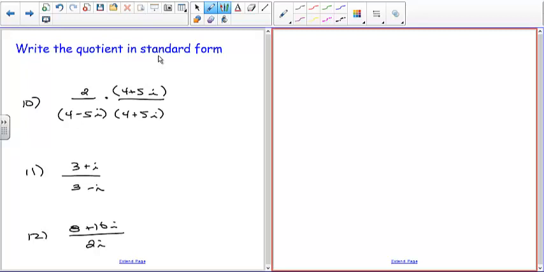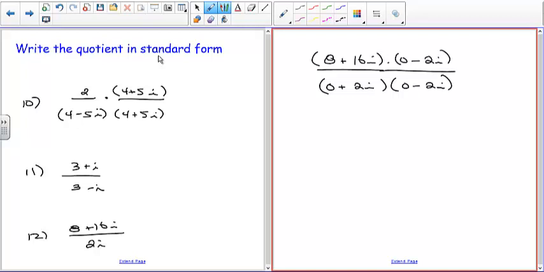Okay, and the last one, we have 8 plus 16i. The denominator says 2i, so that's 0 plus 2i. So the complex conjugate is going to be 0 minus 2i. Now I could have just put in negative 2i. So in the denominator, you get 0 times 0, which is 0, 0 times 2i, which is 0, 0 times negative 2i, which is 0. So the only thing that we have left in the denominator is 2i times negative 2i.